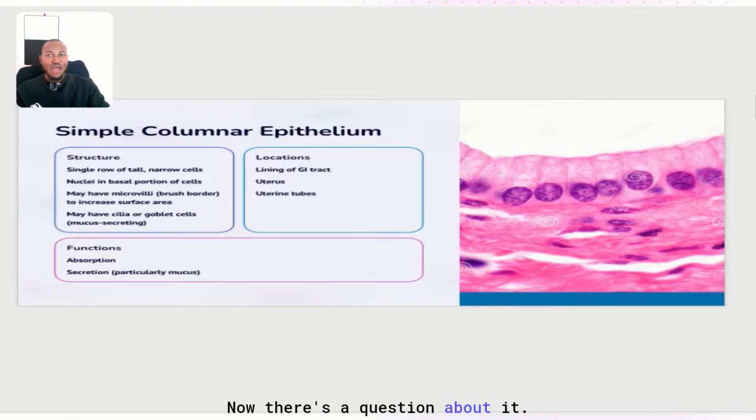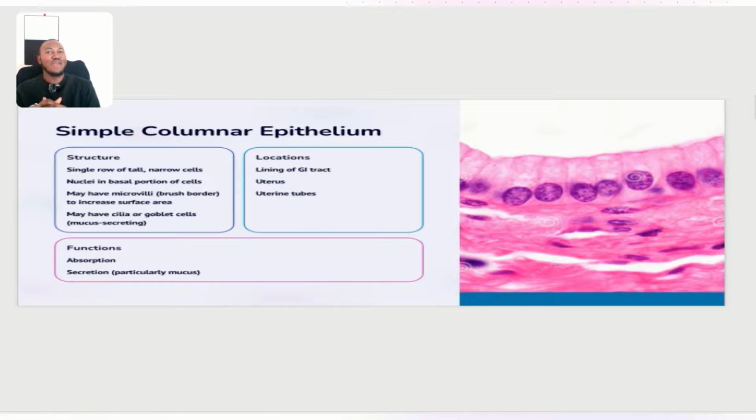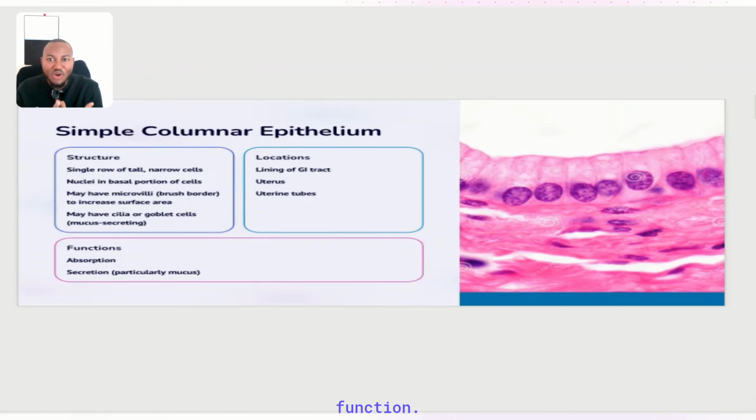Now, there's a question about it. Which of the following is not a function of simple columnar epithelium? Absorption, secretion of mucus. The 2 of them are involved, yes. Movement of egg through uterine tube. It is found in the uterine tube, so it's part of it. Movement of embryo through uterine tube. It is part of it. Then filtration. So the answer is filtration, because they say, which of the following is not a function?